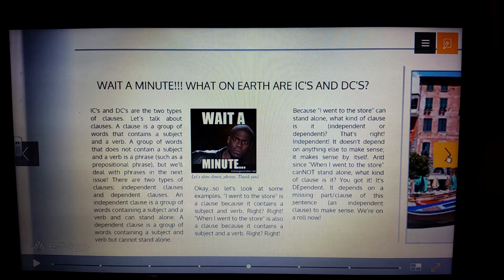Right. Because I went to the store can stand alone, what kind of clause is it? Independent or dependent? That's right. Independent. It doesn't depend on anything else to make sense. It makes sense by itself. And since when I went to the store cannot stand alone, what kind of clause is it? You got it. It's dependent. It depends on a missing part, clause, of this sentence, an independent clause, to make sense. We're on a roll now.